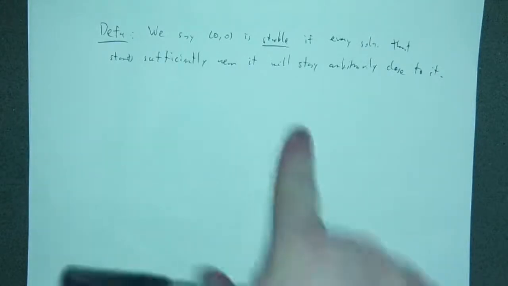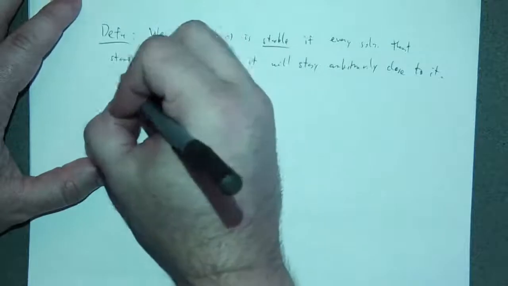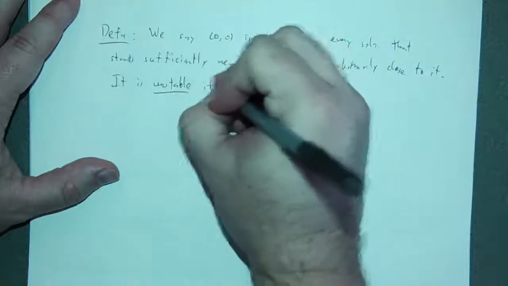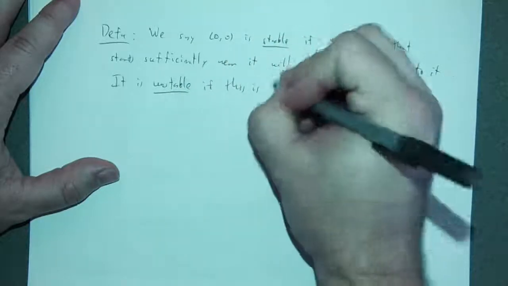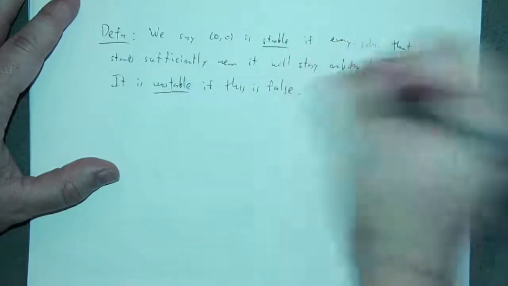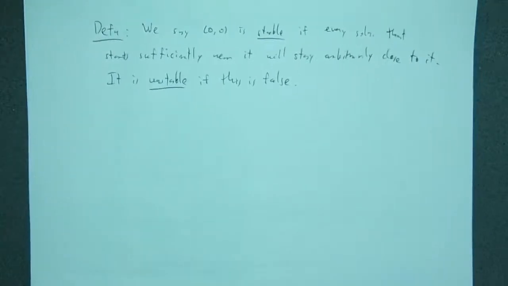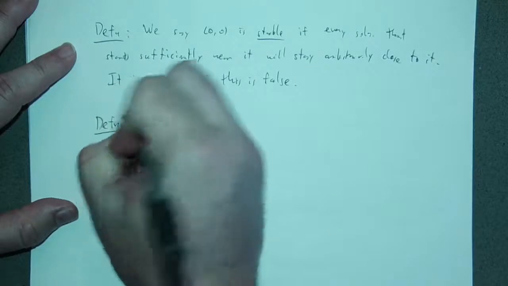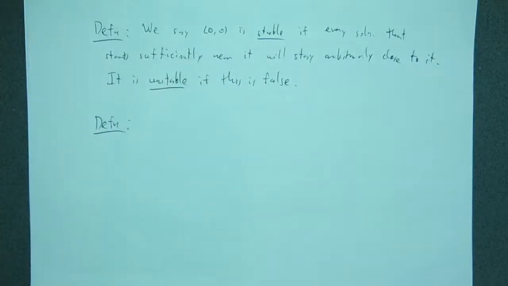Okay. It's unstable if this is false. So unstability is just determined as stability not holding. Okay. But now we have stronger terms to introduce that were basically identical to these terms in the chapter 1 case.